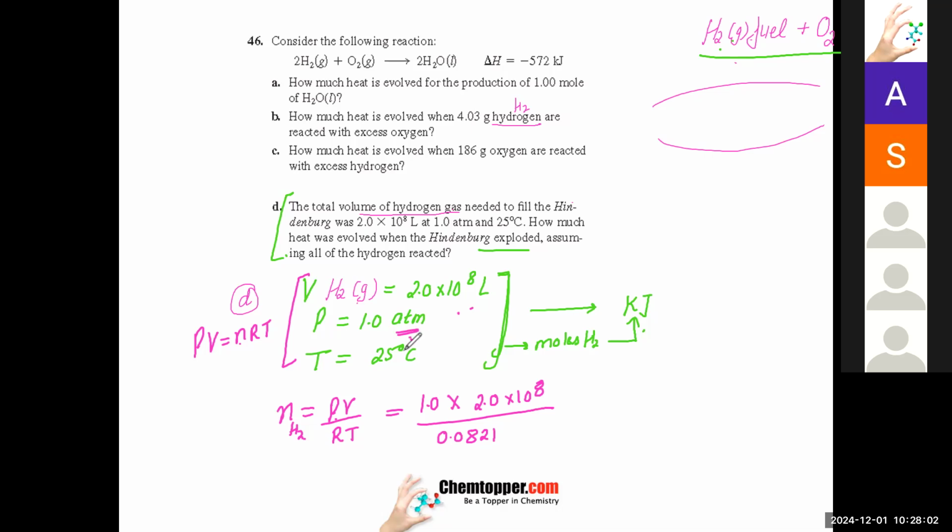And then it means the temperature has to be converted into Kelvin. So it is 25 plus 273 Kelvin. Temperature in all gas laws has to be converted into Kelvin. Get the answer. The answer is given by Sarthak. Sarthak, can you give me this answer in scientific notation?